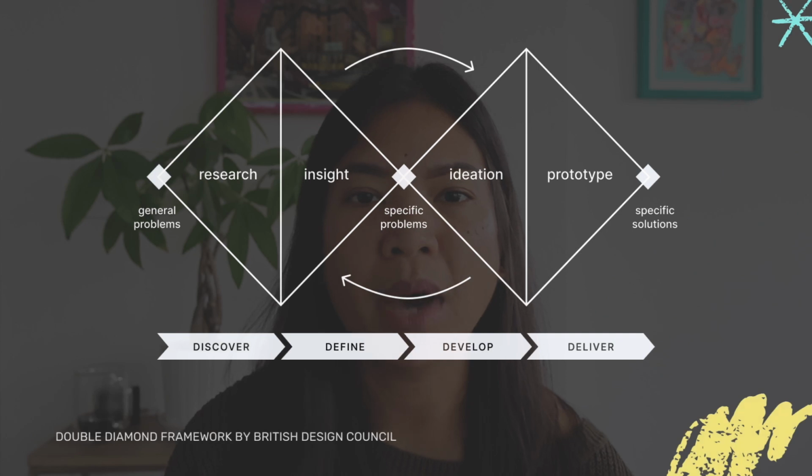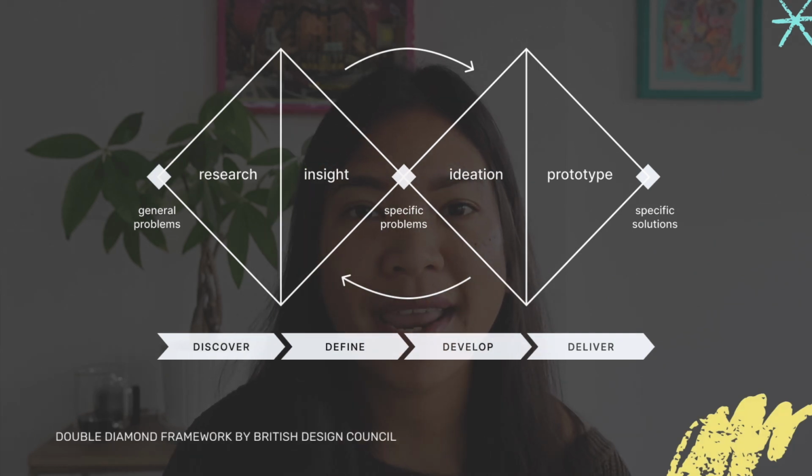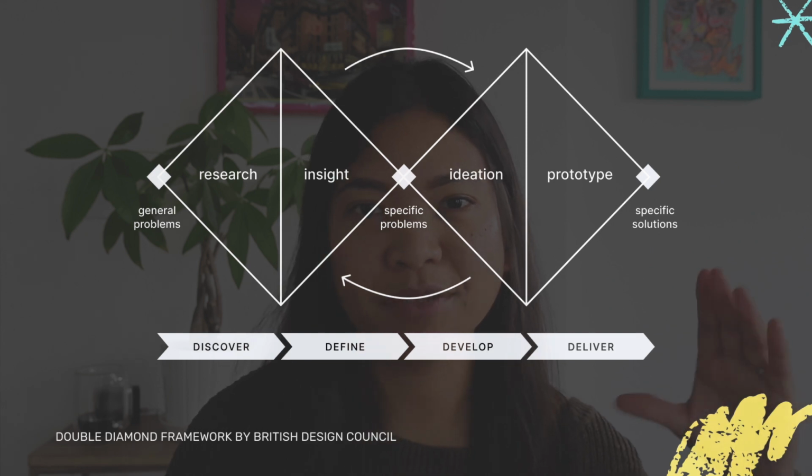The reason why designers use this a lot is because it's helpful for us to model where we are in the problem solution space. The reason why it has two diamonds is because you're kind of doing a divergence phase and a convergence phase, and you do that twice.